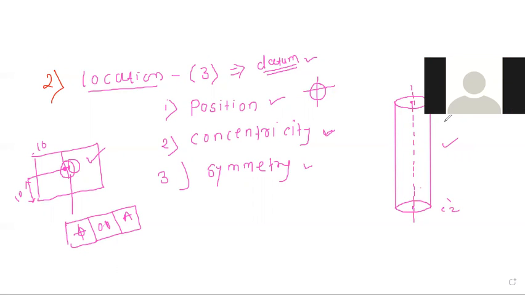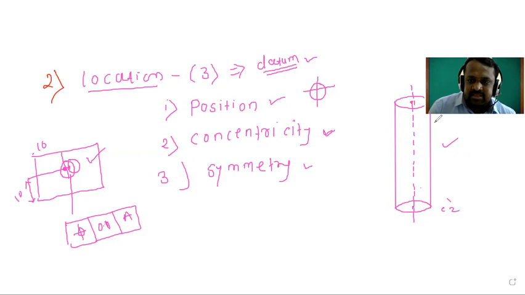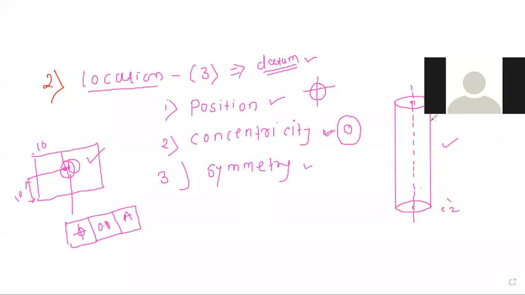Yes, sir. Okay. And suppose they have given like this, then what is the symbol for the concentricity? The symbol for the concentricity, it will be like this. It is correct symbol? Yes. Yes, sir. Okay, if they have given like this.